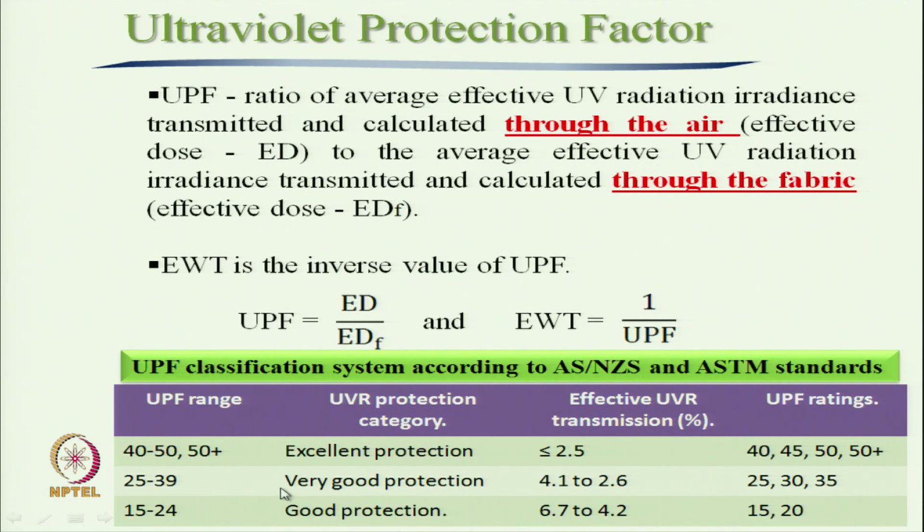25 to 39 is a very good protection, where 4.1 to 2.6% of radiation is getting transmitted. So, 25, 30, 35, in this way we express the UPF. And 15 to 24 is good protection, and below that it is a poor protection. So, 15 to 24 means typically 6.7 to 4.2% is getting transmitted.